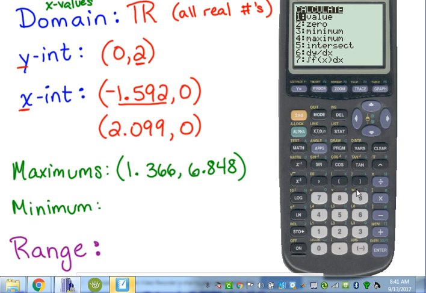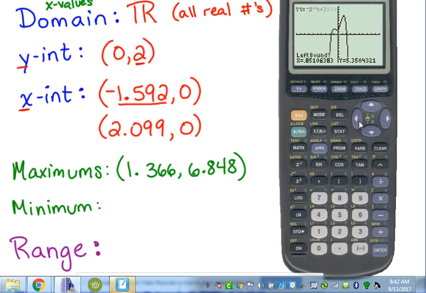All right, I'm moving right to left here, so I'm going to go for the minimum next. Press enter, right bound. Okay, we have a minimum at negative 0.366, 1.652. And we've got another maximum.